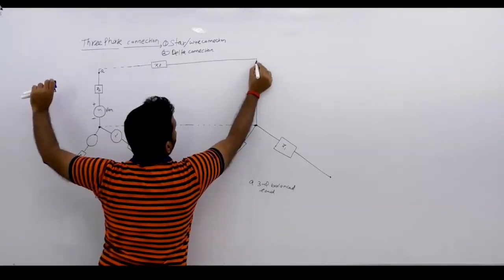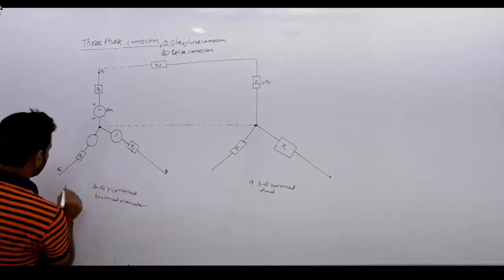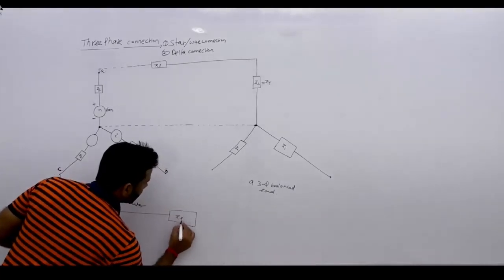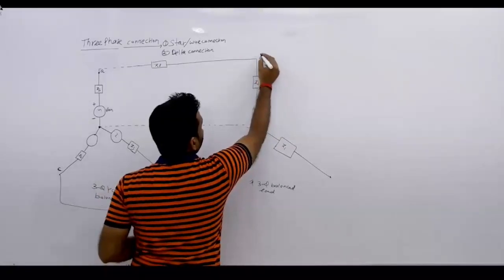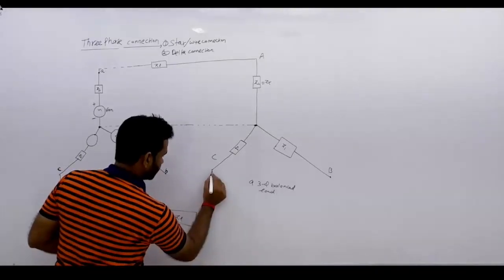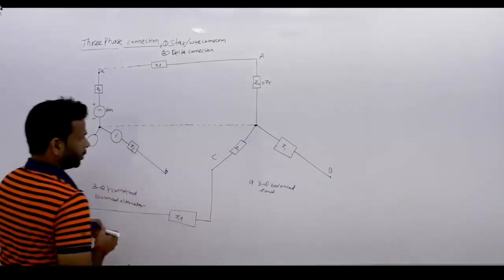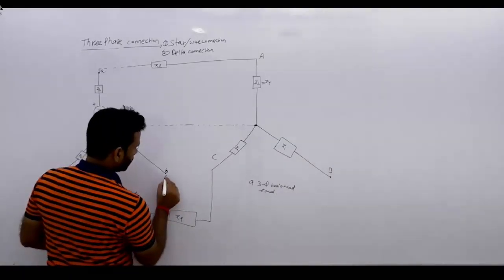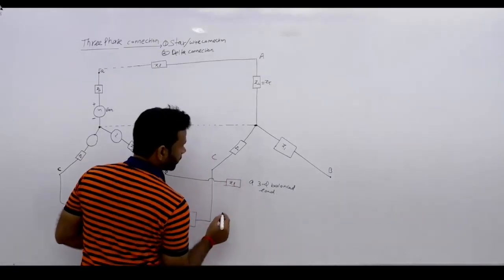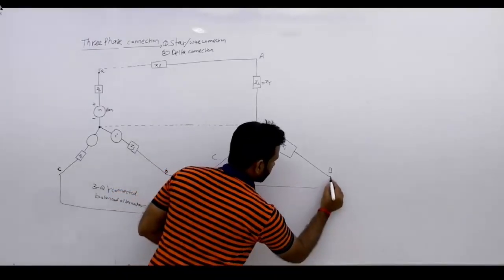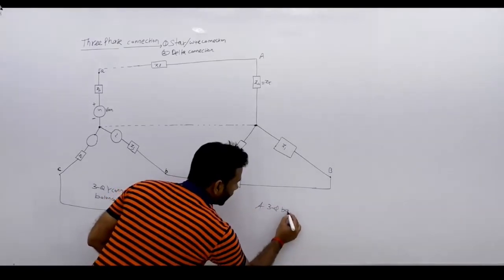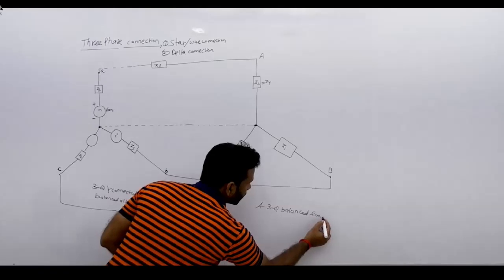Okay. Similarly, you are connecting your C phase. ZL, and it is IA, and it is B, and it is C. Okay, so you are connecting with C phase. Okay, now B phase is connected to B of the load. So it is ZL, and just remove this thing. So I just write here a three-phase balanced load. I think the diagram is clear to you.